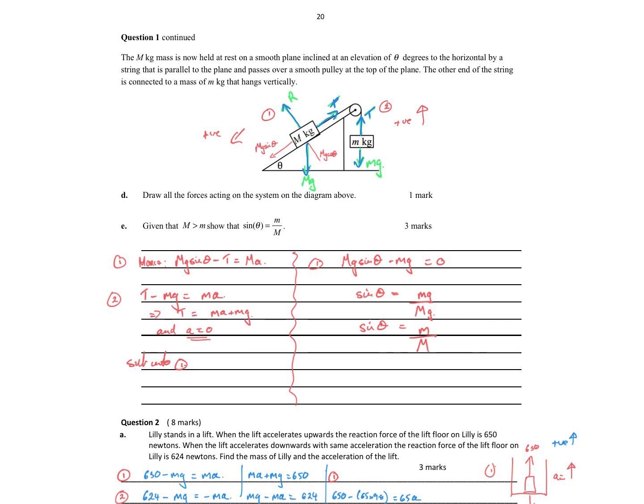So capital M is bigger than lowercase m, show that sine theta equals... Don't forget that when we resolve our forces, let's make it horizontal to the plane. For system 1, we're talking parallel to the plane, so I've got capital Mg sine theta acting down the plane, I've got tension acting up the plane, and that's equal to Ma. If I work system 2, I've got tension acting up minus mg acting down, it also equals ma. So I've got a rule for tension: tension is equal to ma plus mg.